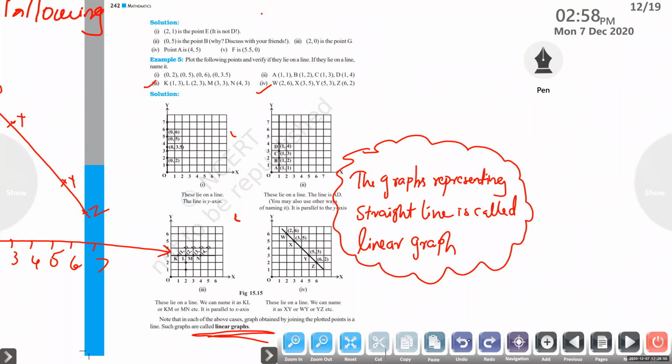Ma'am, we should write it in the notes, right? No, you just write it on the right side of the graph book and highlight it somehow. Okay, ma'am.